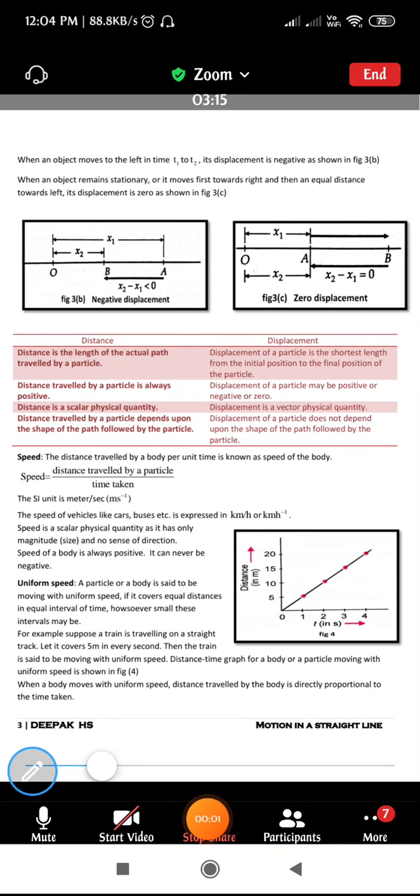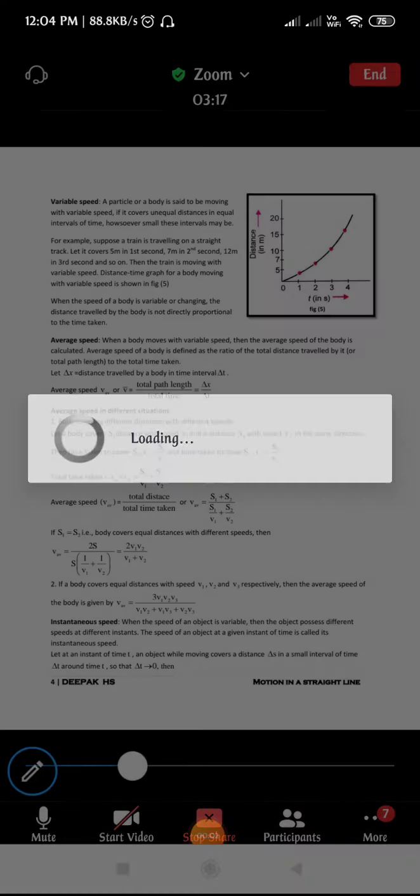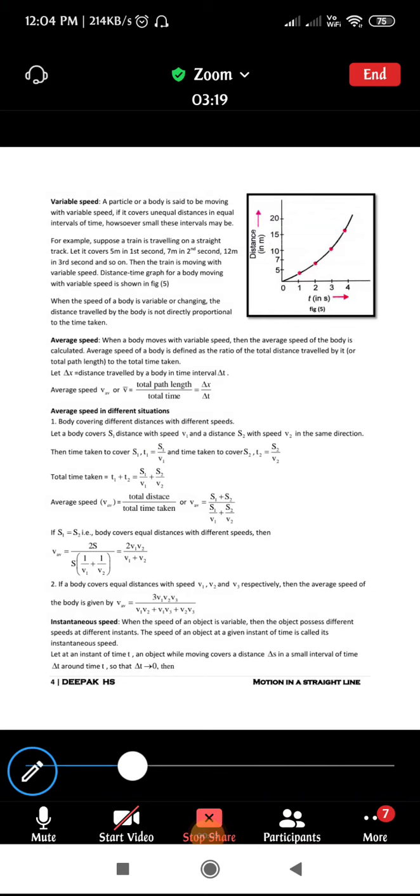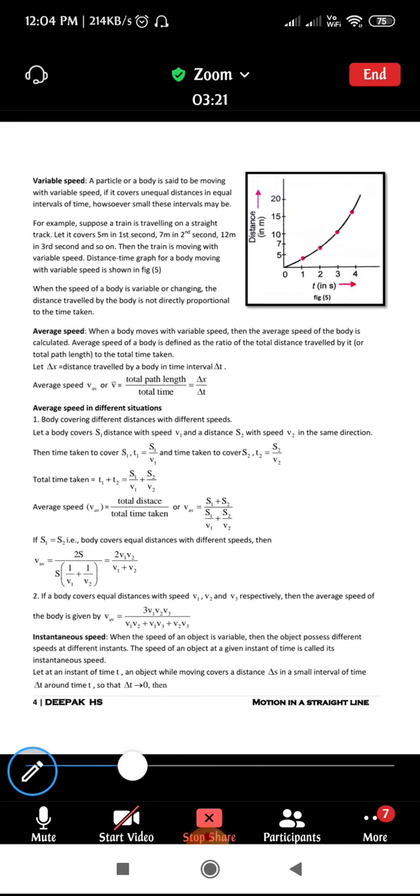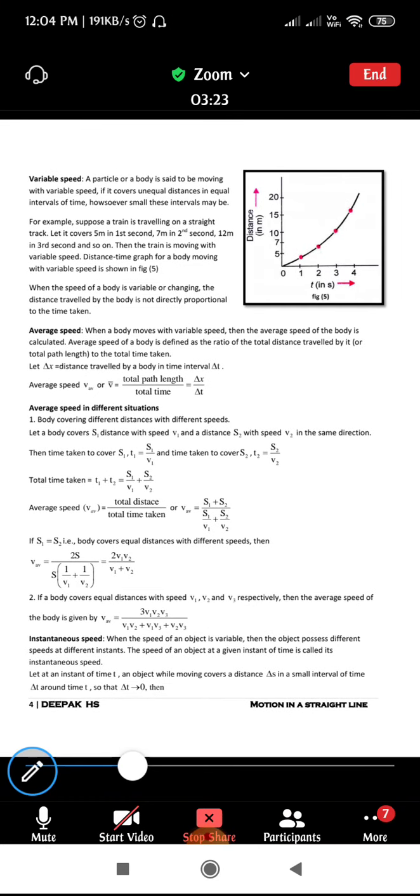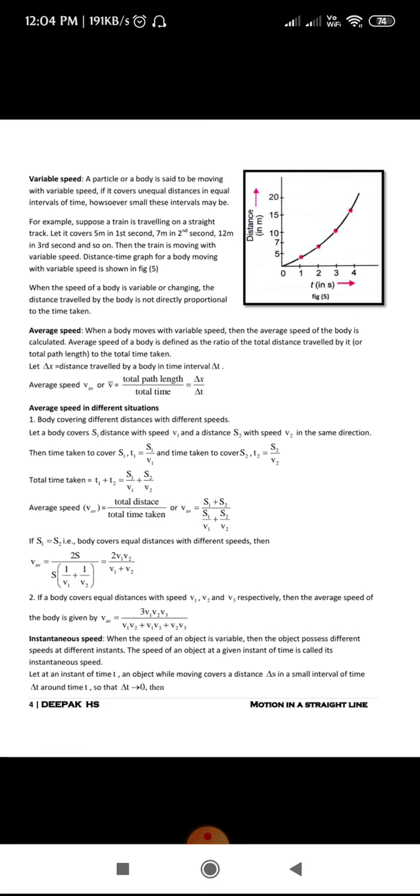So next, coming to the variable speed. What is variable speed? Where a body covers unequal distance in equal intervals of time, where the distance covered will be different in each second. So we call that type of speed variable speed.